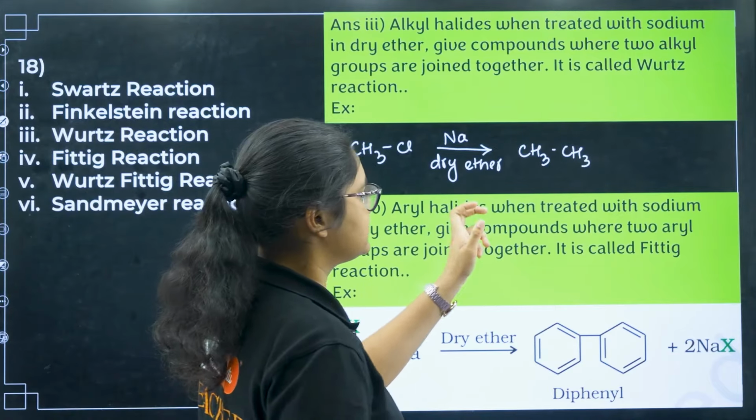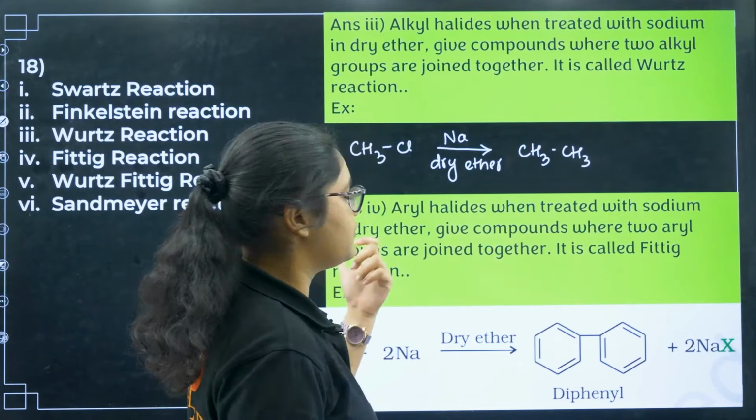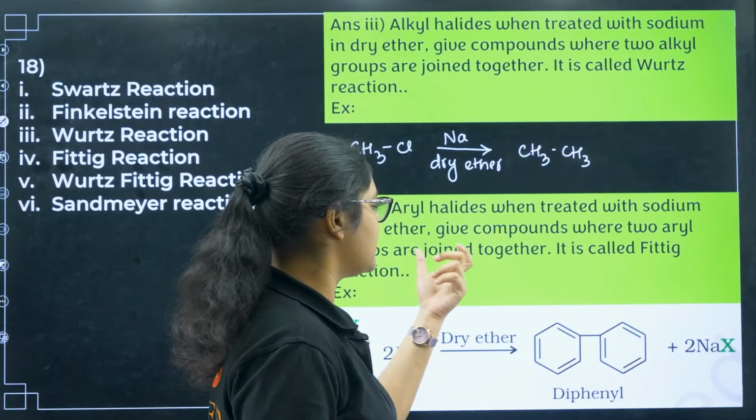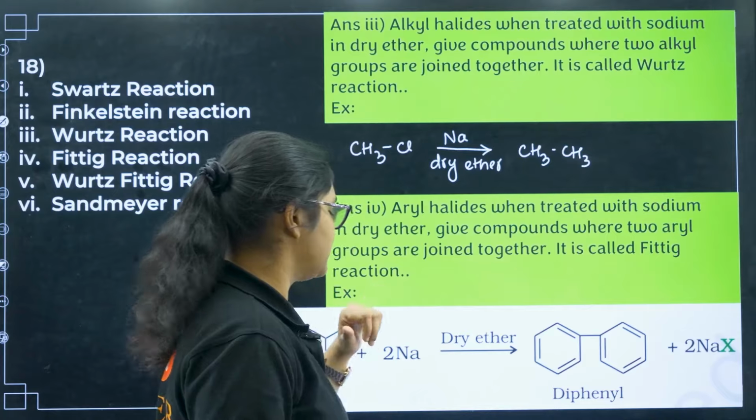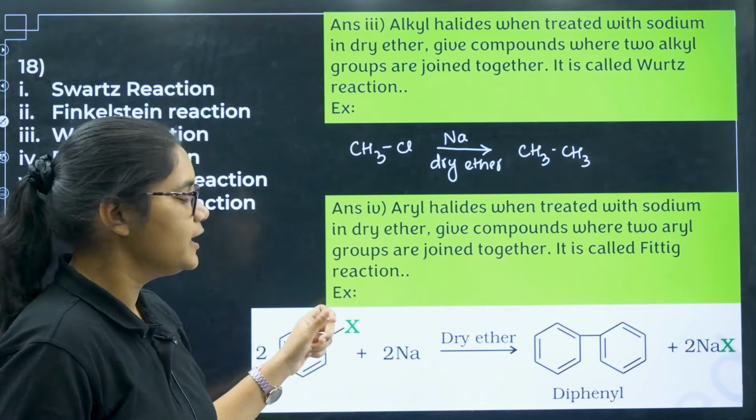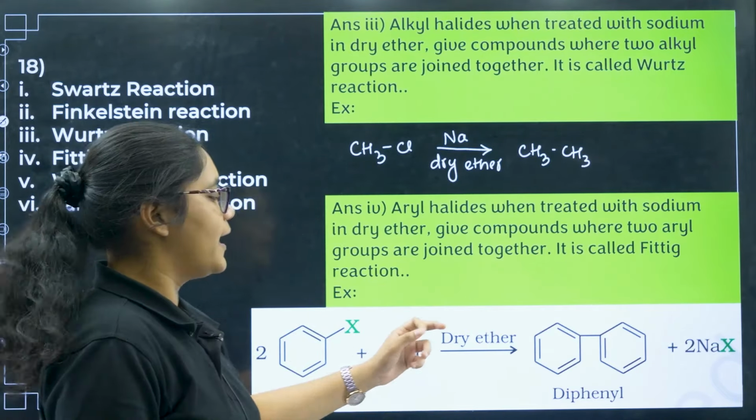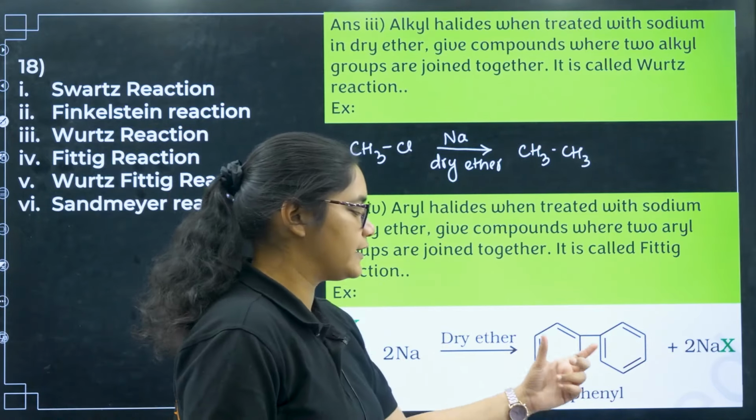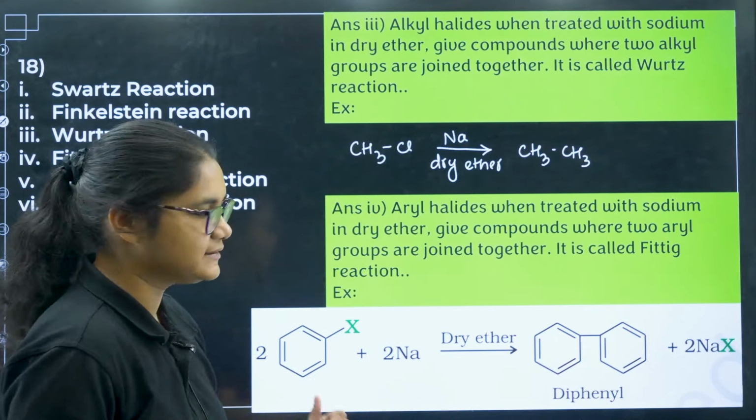Next we have Fittig reaction. So aryl halides when treated with sodium in dry ether give compounds where two aryl groups are joined together. It is called Fittig reaction. So you have an aryl halide, sodium and dry ether, and you get the product diphenyl and NaX.